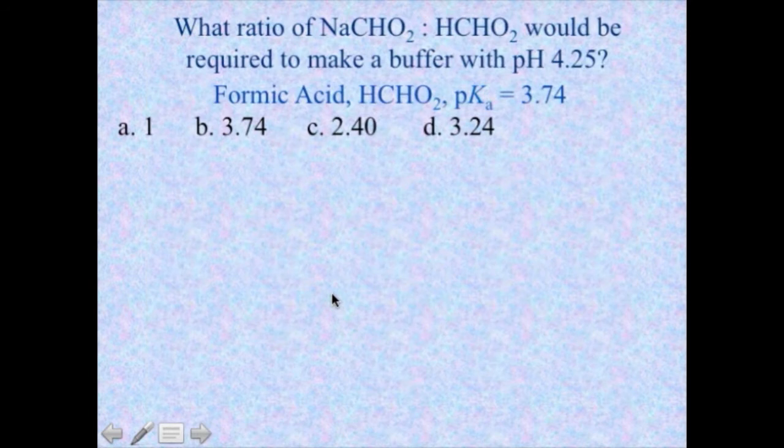Now sometimes instead of asking for pH, a question will ask for the ratio of weak base to conjugate acid, or vice versa, what that ratio would be in order to make a buffer with a pH of, in this case, 4.25. And we're given the pKa of 3.74. See if you can do this problem and then come back and we'll discuss it.